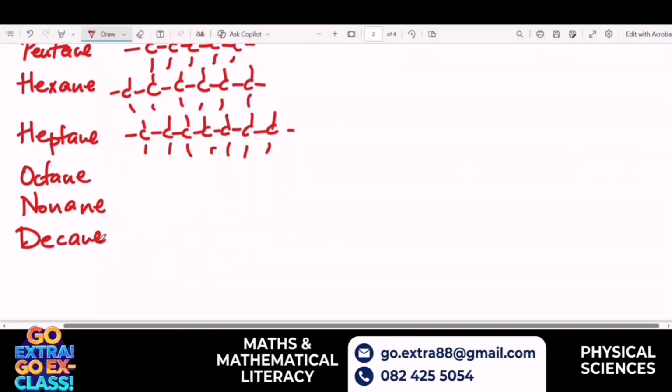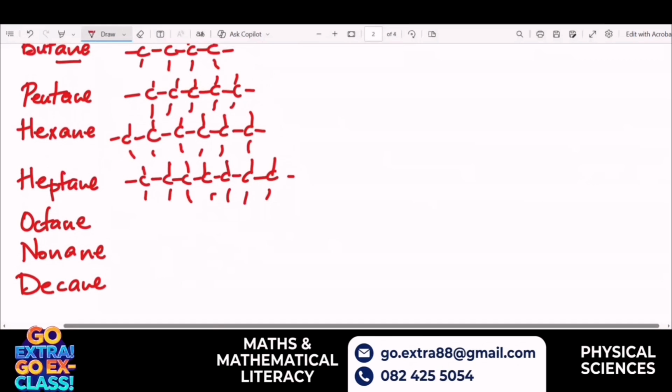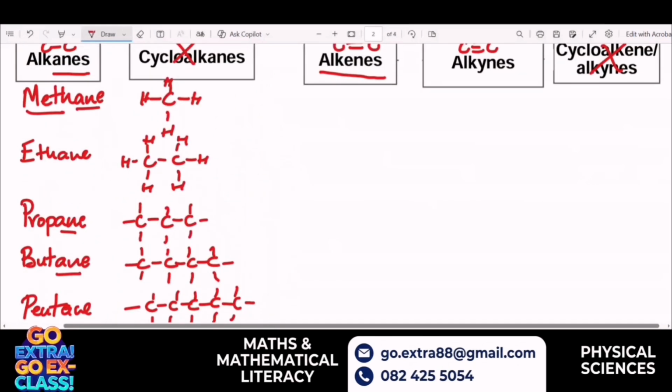And the last one that I'm going to add here is going to be decane. It means that it has 10 carbons in that straight chain. It's going to be 10. Basically, it's very important that you know all of these 10, and for exam purposes, make sure you know how to write the names of these 10.